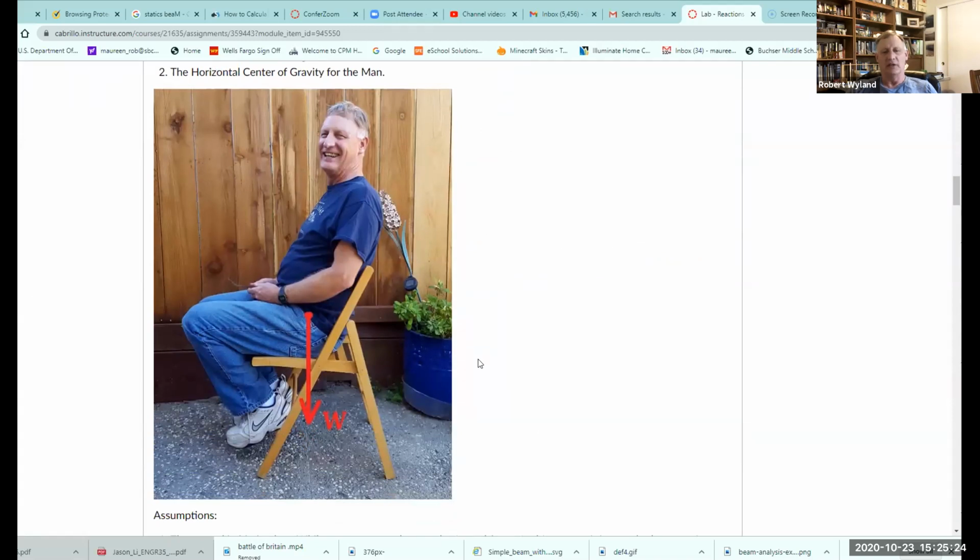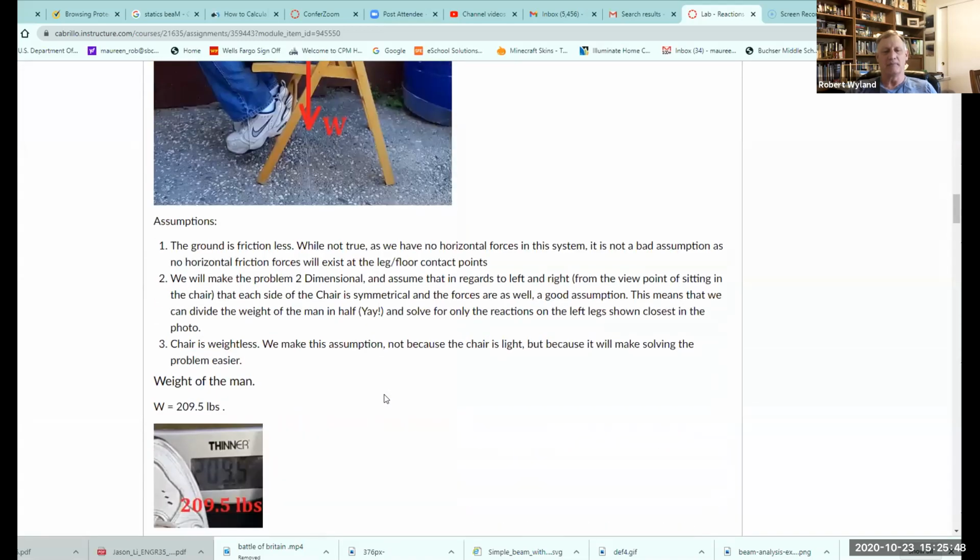So here I am sitting on a chair. What I'm going to try and get you to do is to find out where my weight is reacting on these two. Relative, I should say, where is the weight in the horizontal, and that's side to side. Where is that weight relative to the front leg? Where is that W acting, and how will we do that?